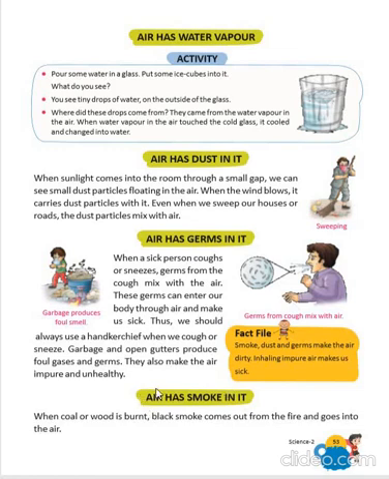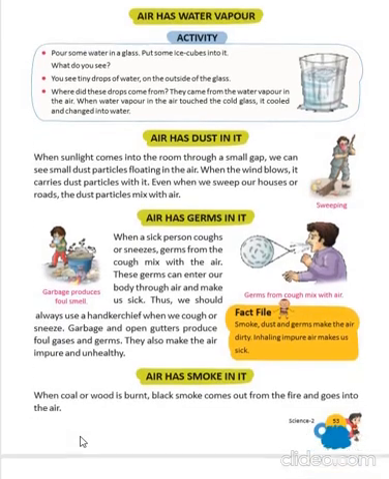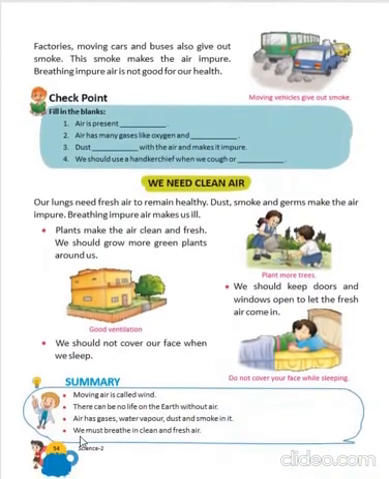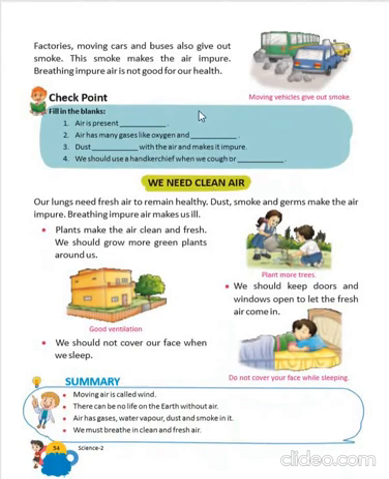Now let's understand air has smoke in it. So when we burn coal or wood, black smoke comes from the fire and goes into the air. Factories, moving cars and buses also give out smoke. This smoke makes the air impure. Breathing impure air is not good for our health. Moving vehicles give out smoke.